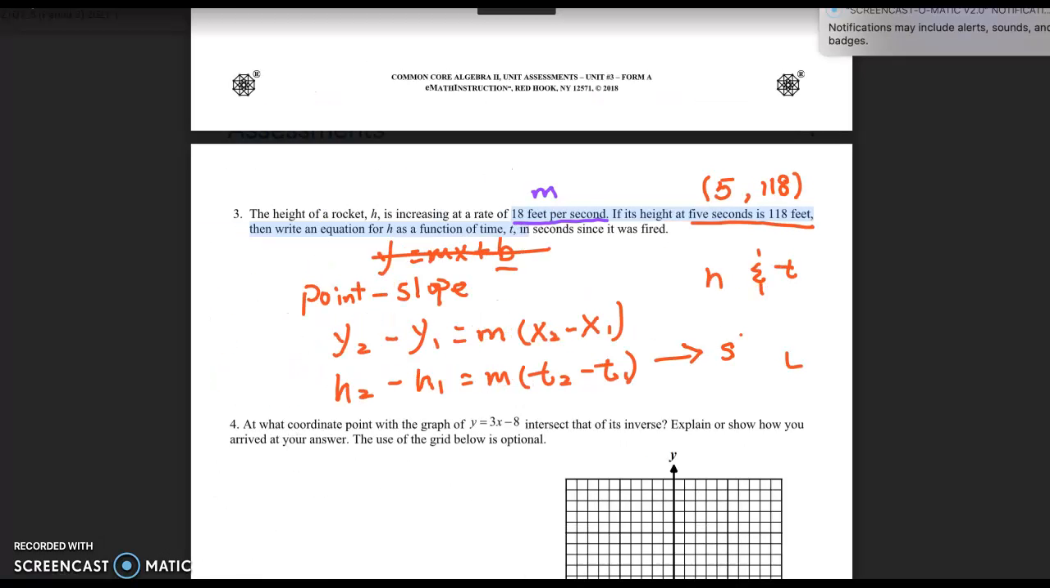Okay. All right, so once again, in the end, you need to write it in slope-intercept form. You're going to write it as h equals m t plus b. Okay, the only difference is you replace y with h, and you replace x with t.